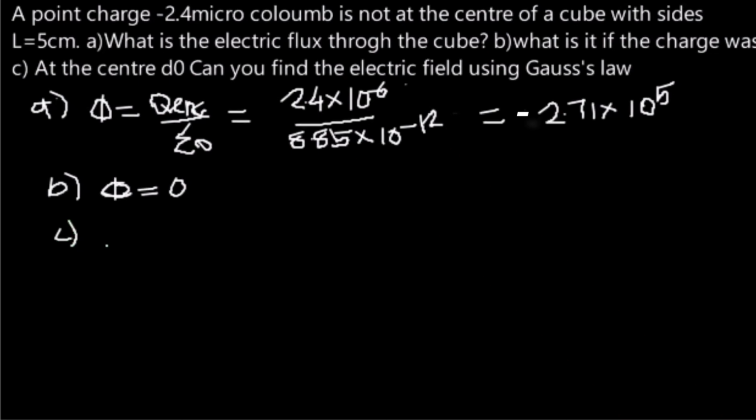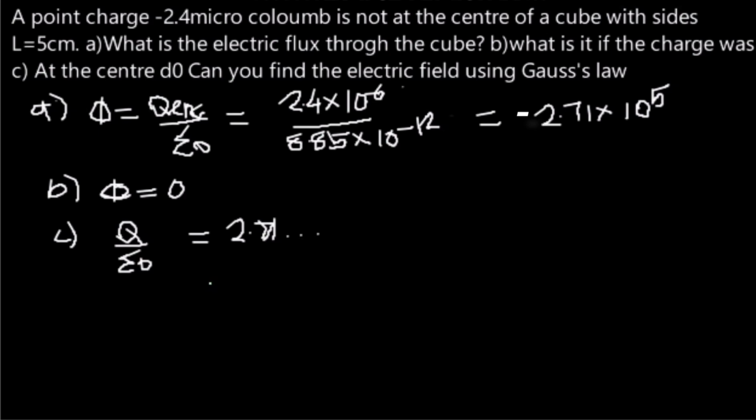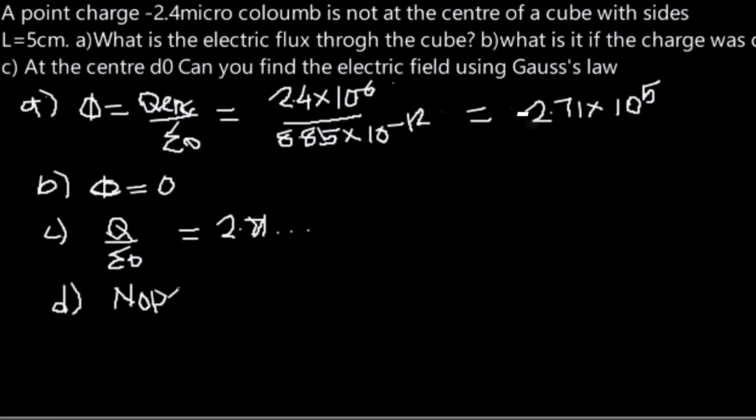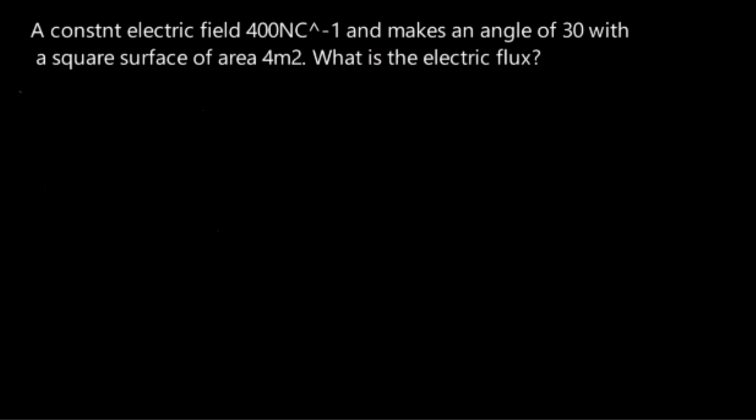The next question, what if it was at the center of the cube? It's still going to be Q over epsilon naught, which is going to give you minus 2.7 times 10 raised to the power of 5. Then the next question, can we find the electric field using Gauss's law? You can try it out. No, because it doesn't have the symmetry required. Therefore, the electric field is going to be different at different points on the surface.